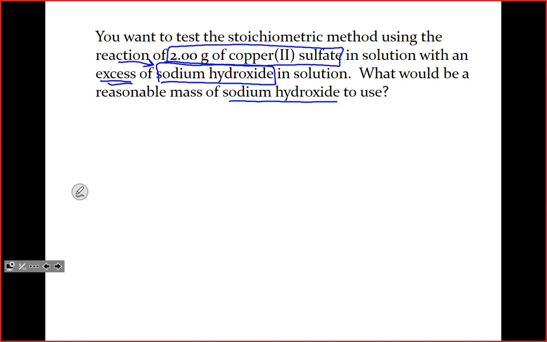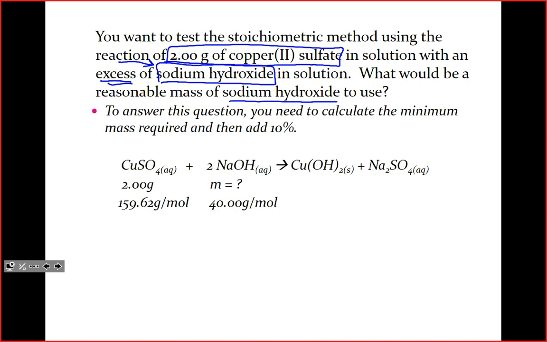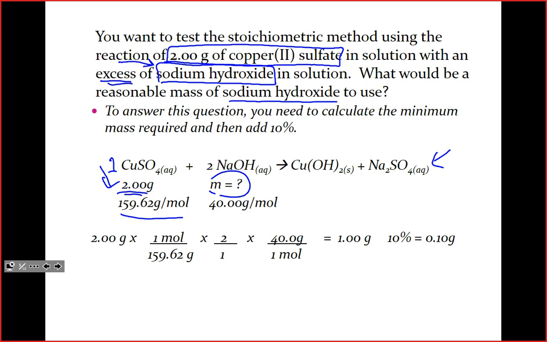If we use the exact amount, here's our stoich. Here's our balanced equation. Here's our populated equation. I have 2 grams of copper II sulfate. This is my molar mass of copper II sulfate. I want to know the mass. Well, you know how to do this. You just take your molar ratio to go from moles of copper II sulfate to moles of sodium hydroxide. Well, that's my mass.